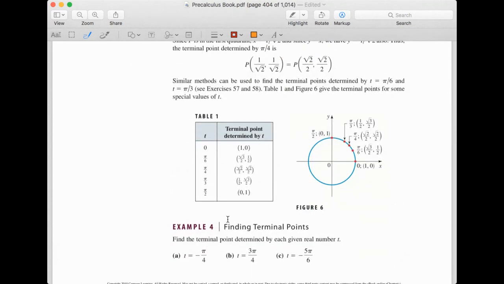So there are some special angles. 0 is a special angle. Pi over 6 is a special angle. Pi over 4 is a special angle. Pi over 3 is a special angle. Pi over 2 is a special angle, right?